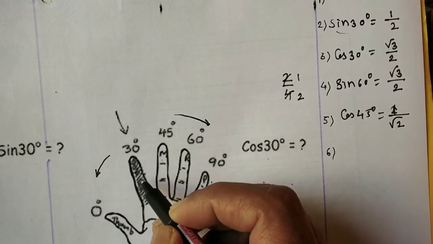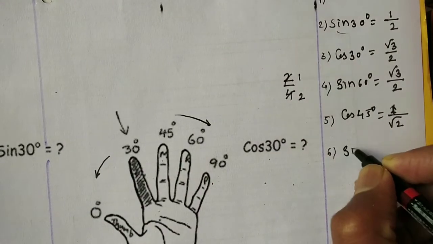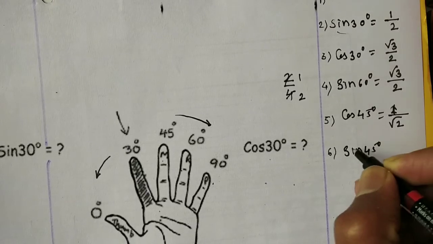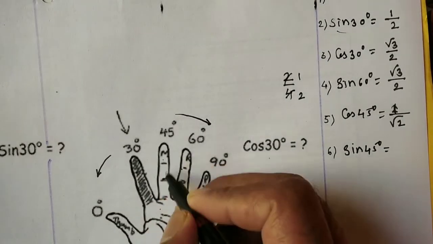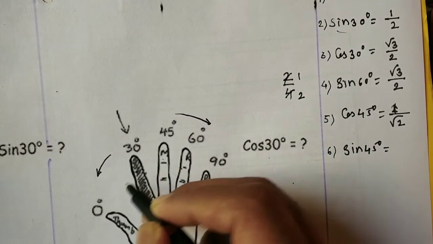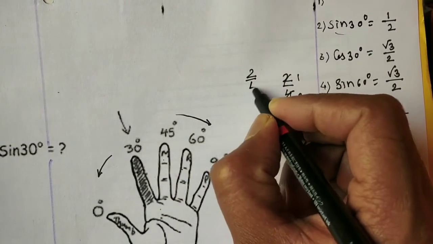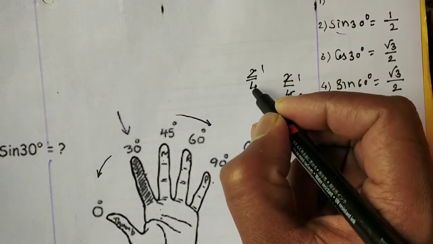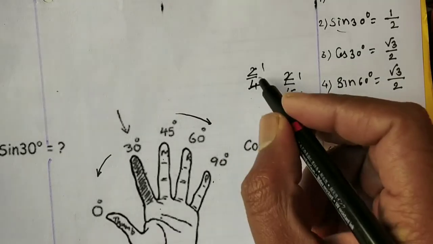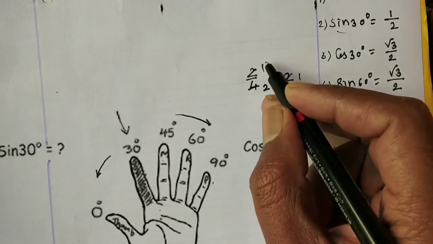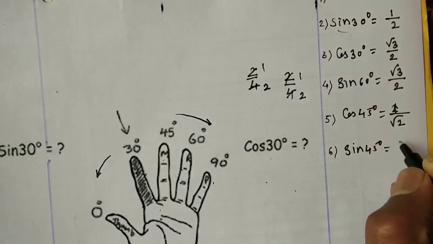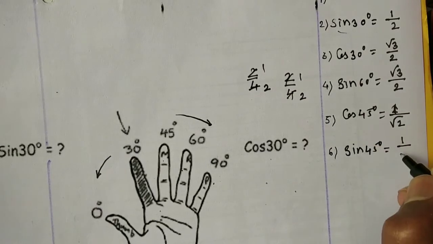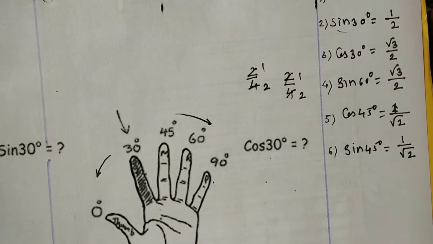Similarly, the sine of 45 degrees. Suppose I want to calculate sine 45 degrees. So this is the finger. How many fingers are here? 2. So divide by 4, you get 2 by 4. 2 1s are 2, 2 2s are 4. So the answer is 1 by 2, right? But take the square root of this number. So the square root of 1 is 1 and the square root of 2 is root 2.